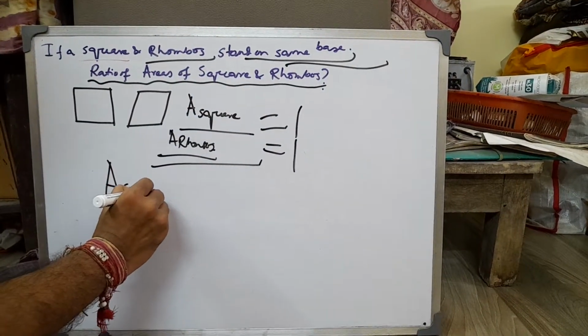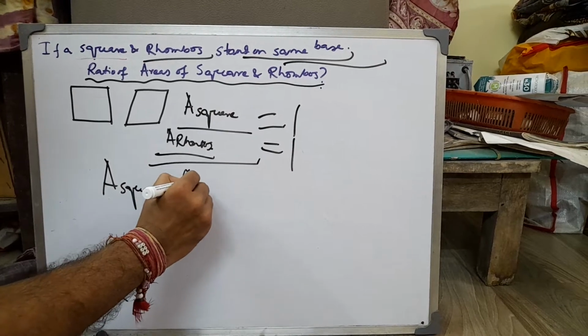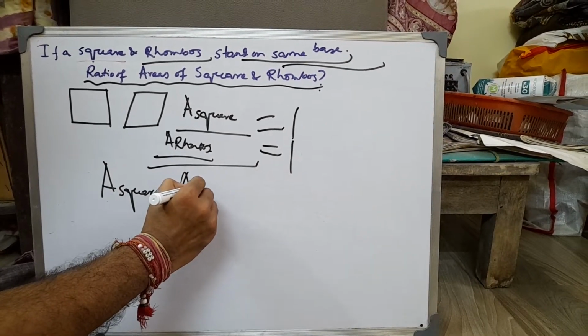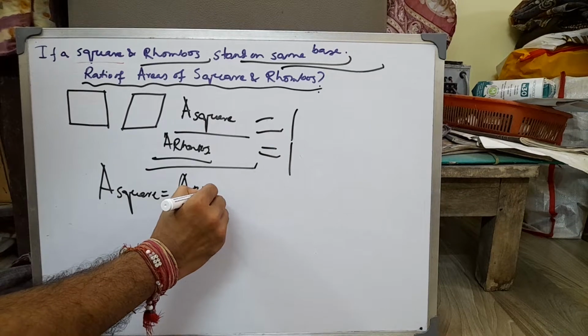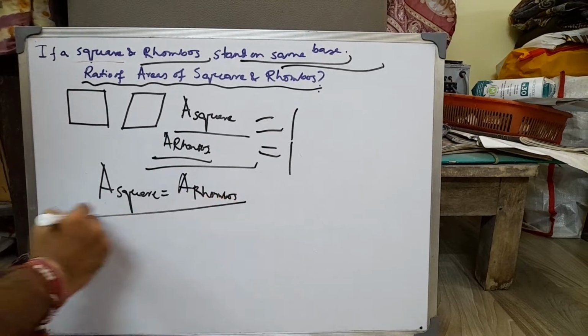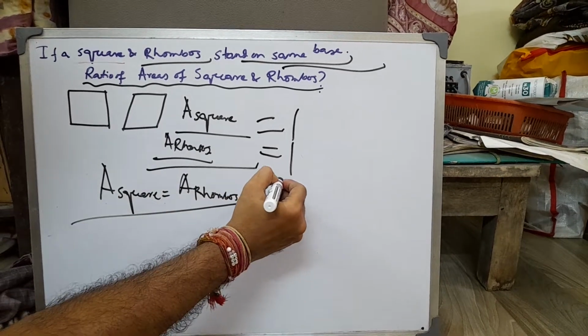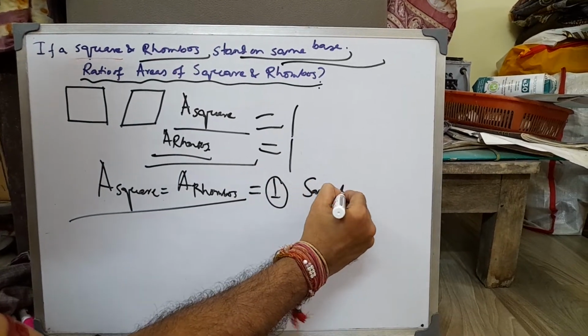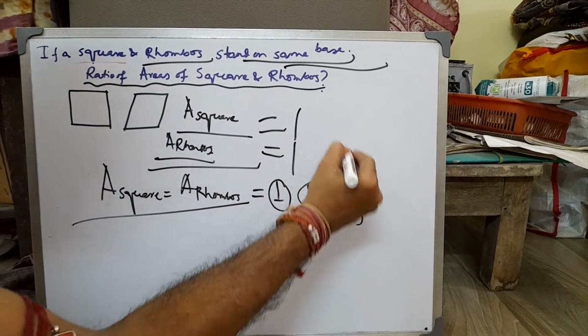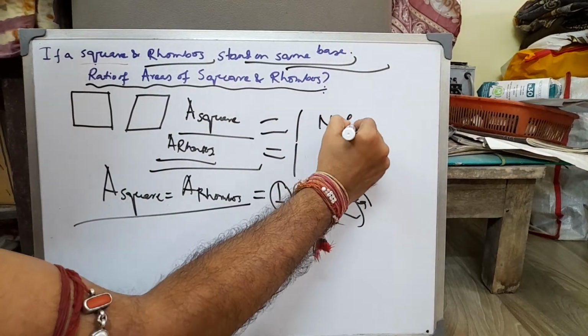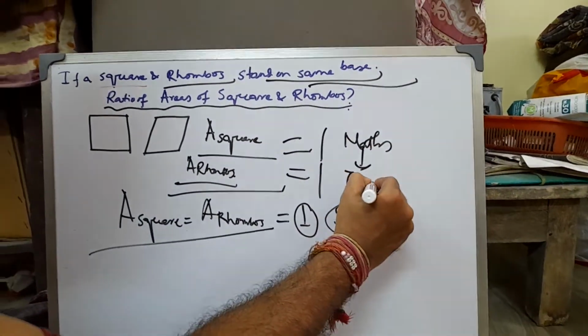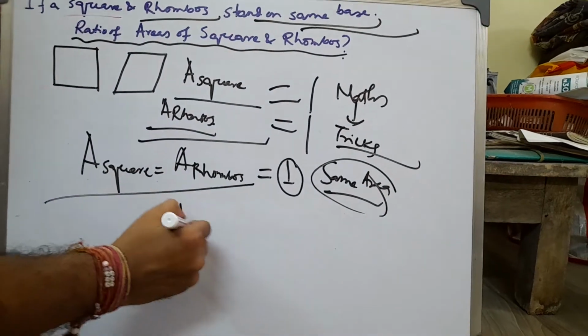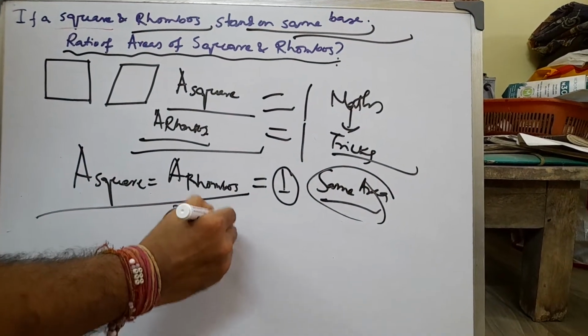The area of a rhombus is equal to the area of a square, so the ratio of the areas is 1. That is the same area. So 1 is the answer.